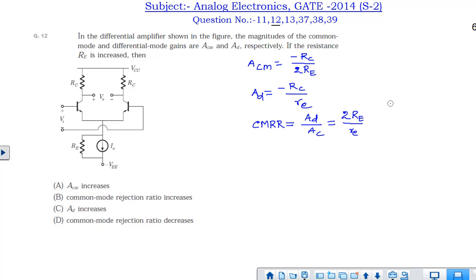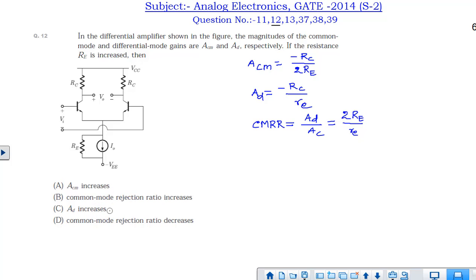So if we see the dependence of RE on all these three values, here the RE is inversely proportional to the common mode gain, and here the RE is directly proportional to the CMRR, whereas the differential voltage gain is independent of RE. Here in the question it is given this RE is increasing. If this RE is increasing, CMRR is increasing and ACM is decreasing. But here ACM is increasing, so A is not the answer.